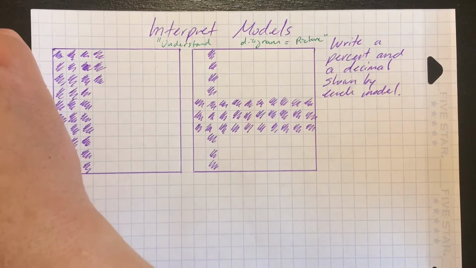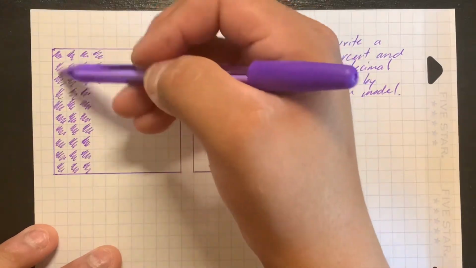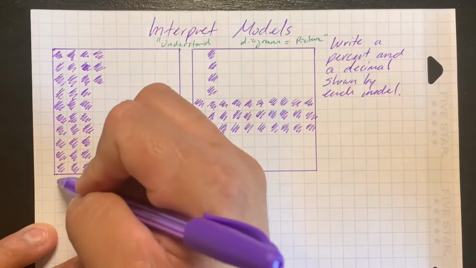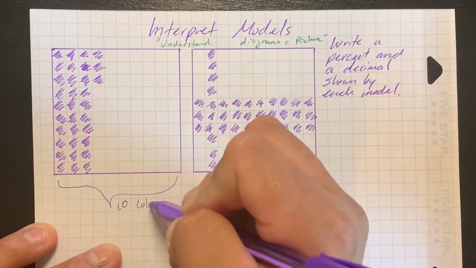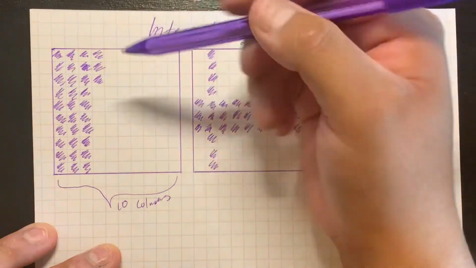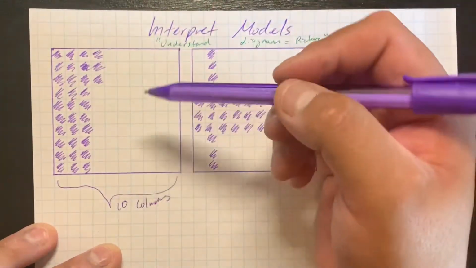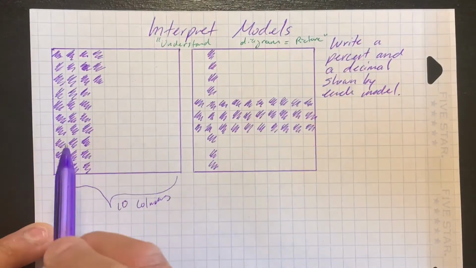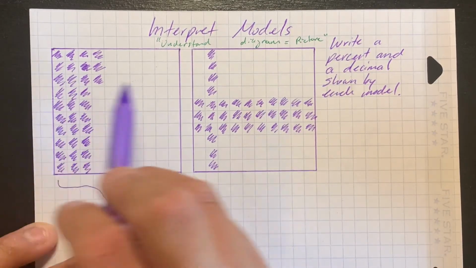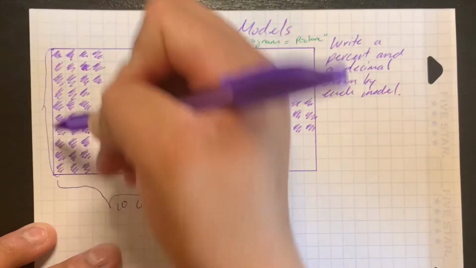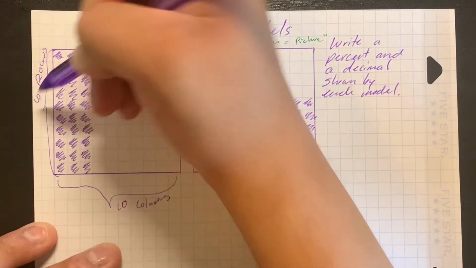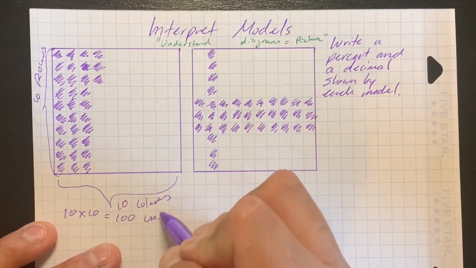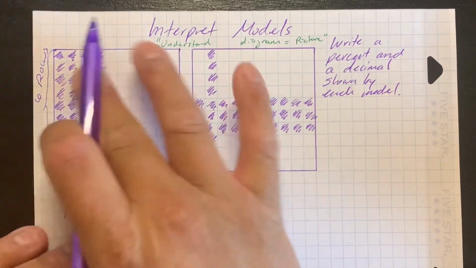So what that means, you have this 10 by 10 grid. You have 1, 2, 3, 4, 5, 6, 7, 8, 9, 10 columns. You have 10 columns. Now the columns go up and down, your y-axis is vertical. Now let's count the rows. 1 row, 2 rows, 3 rows, 4 rows, 5 rows, 6 rows, 7 rows, 8, 9, 10 rows. You have 10 rows. So again, 10 by 10, this grid equals 100 units. So there are 100 units inside this 10 by 10 grid.